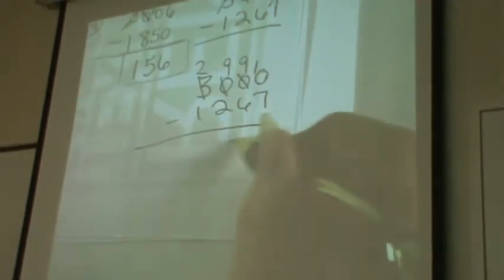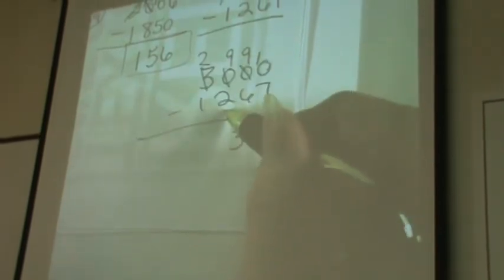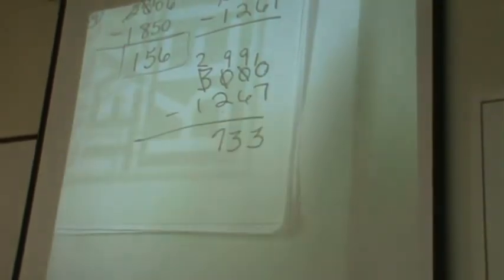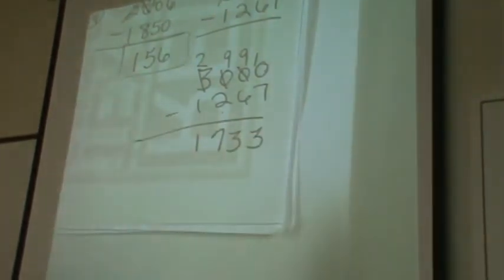Okay, 10 minus 7, 3, 9 minus 6, 3, 9 minus 2, 7, 2 minus 1, 1. So there's your answer.